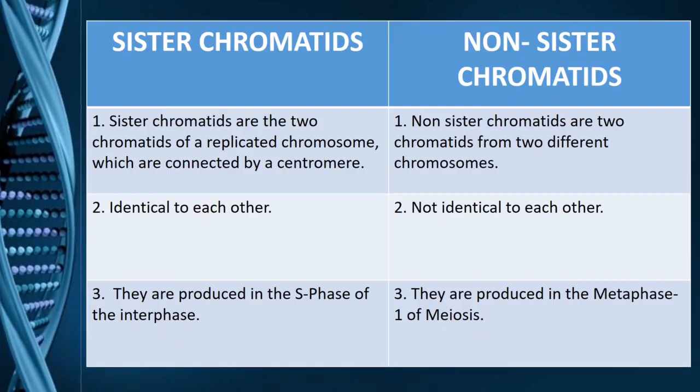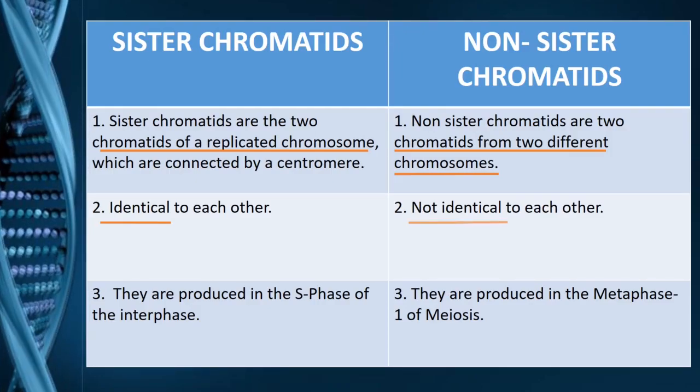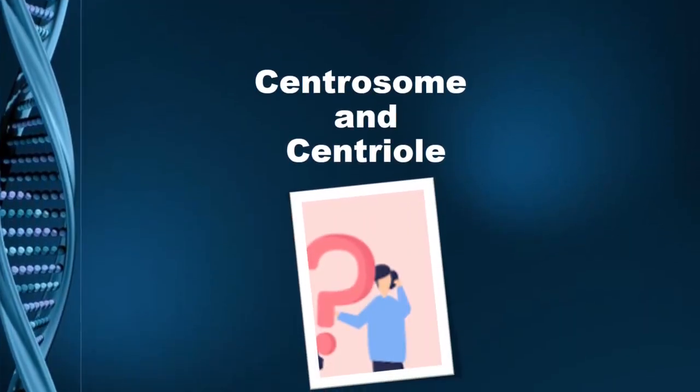Let's see the tabular difference for better understanding. Sister chromatids are the two chromatids of a replicated chromosome which are connected by a centromere. Non-sister chromatids, however, are two chromatids from two different chromosomes. Sister chromatids are identical to each other. Non-sister chromatids, however, are non-identical. Sister chromatids are produced in the synthesis phase, or S phase, of interphase. Non-sister chromatids are produced in metaphase 1 of meiosis.